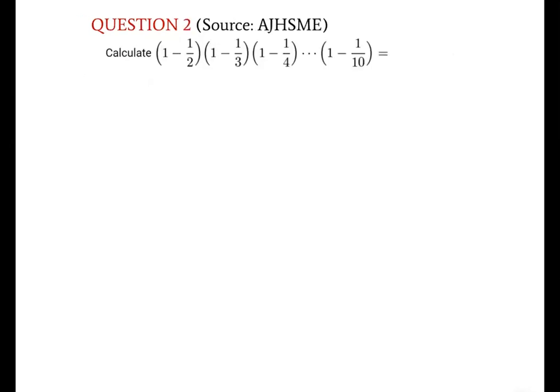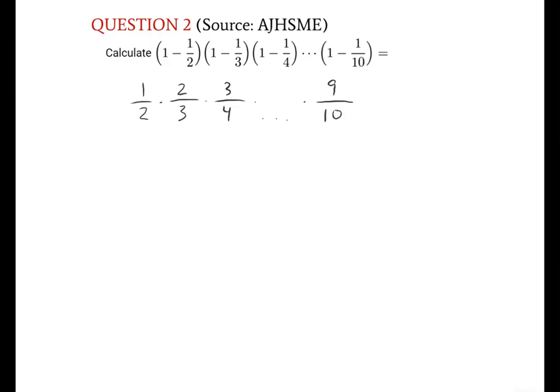Question 2, you're asked to calculate this thing. And let's just write out some terms. So 1 minus 1/2 is equal to 1/2. 1 minus 1/3 is equal to 2 over 3. 1 minus 1/4 is equal to 3 over 4. And so on, until 1 minus 1/10 is equal to 9 over 10.